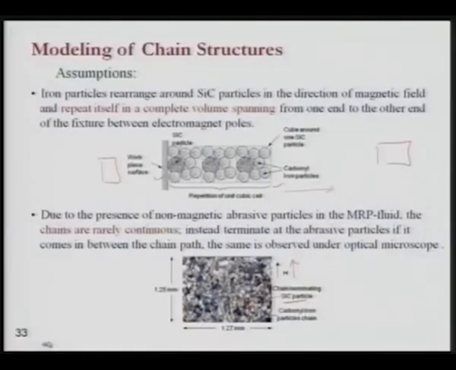Due to the presence of non-magnetic abrasive particles in the MRP fluid, the chains are rarely continuous, as can be seen in this particular photograph. Instead they terminate at the abrasive particles, if one comes in between the chain path. The same is observed under the optical microscope over here.